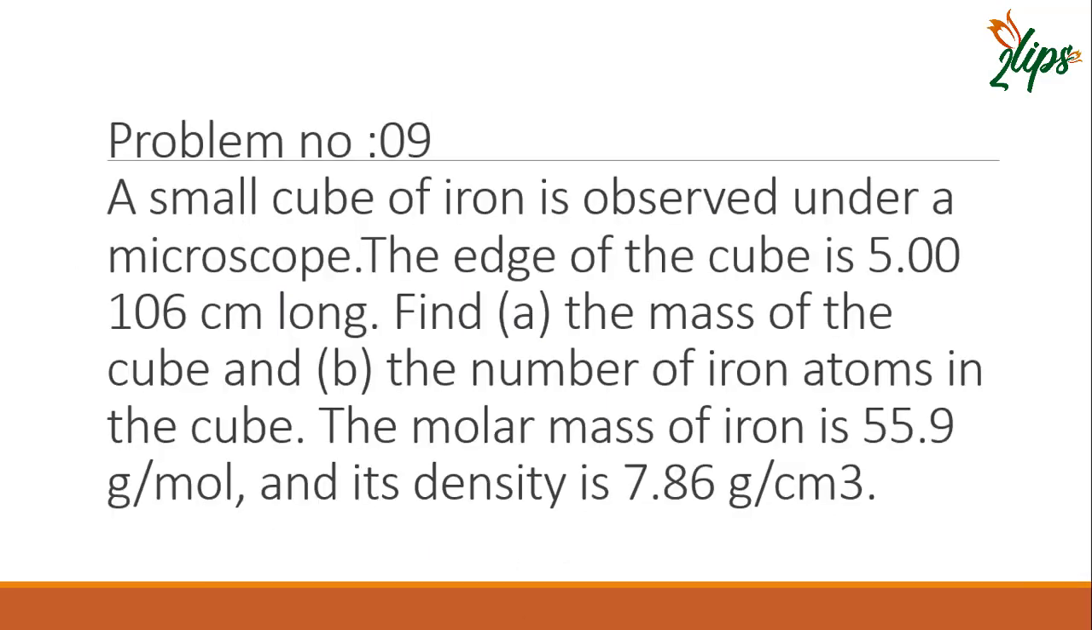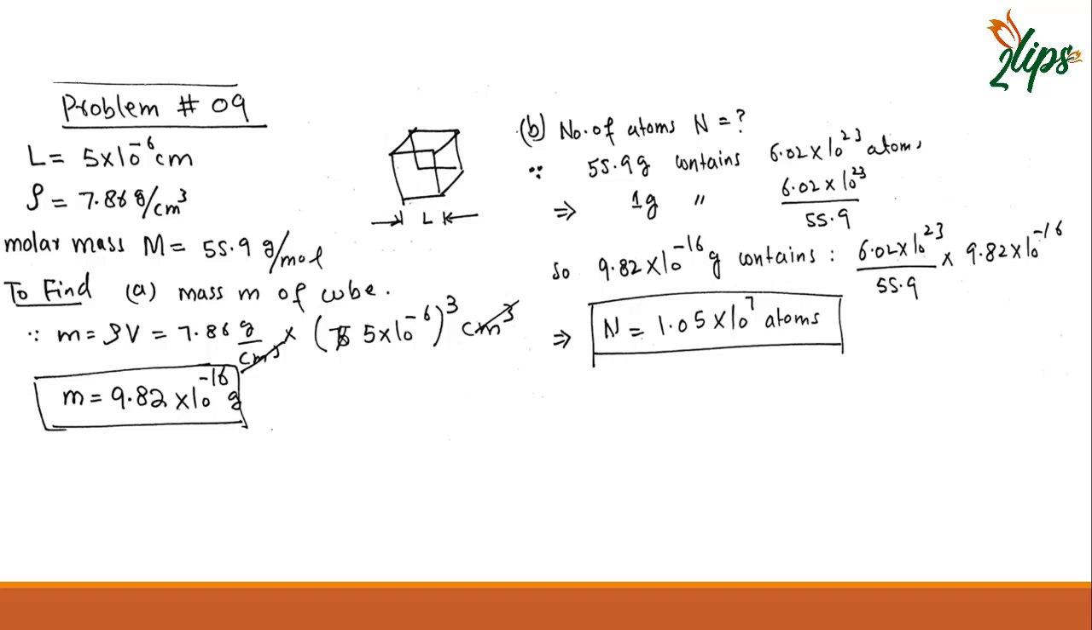So, problem number 9: a small cube of iron is observed under a microscope. The edge of the cube is 5 times 10 raised to power minus 6 centimeter, and we are asked to find the mass of the cube and the number of iron atoms in the cube.